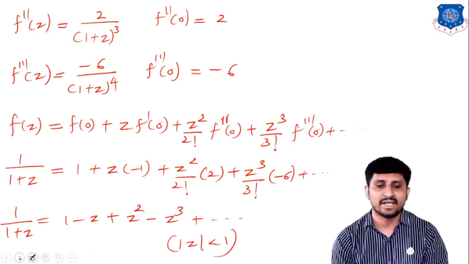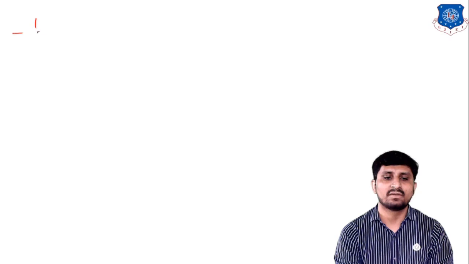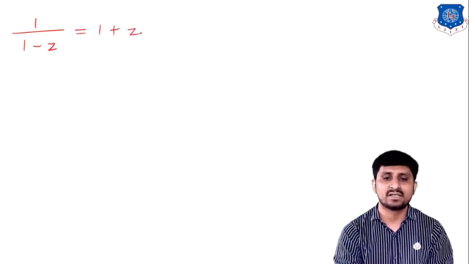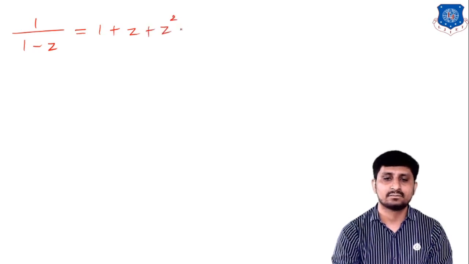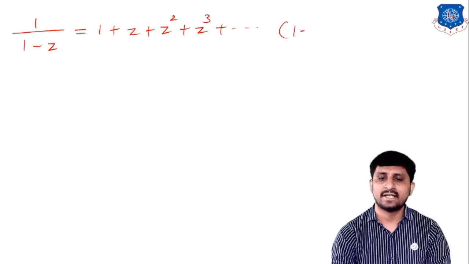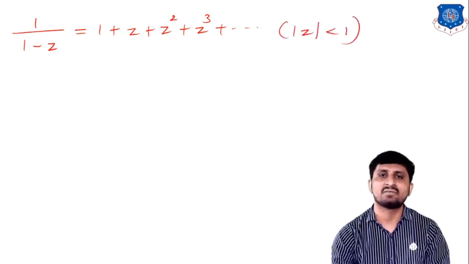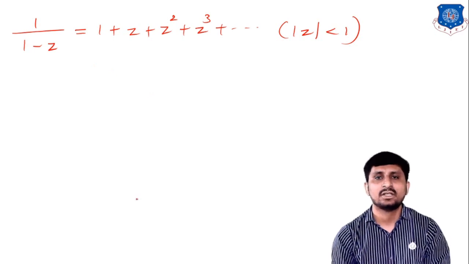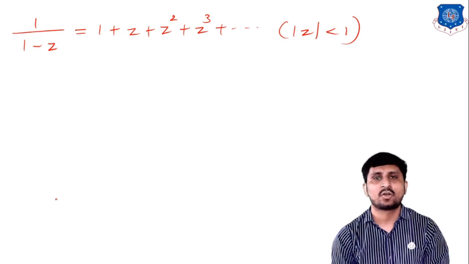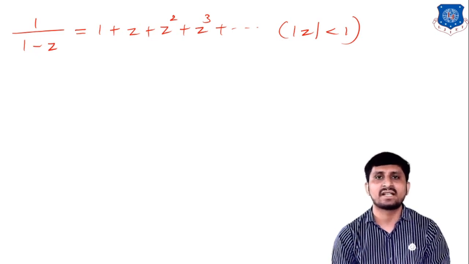Now similarly you can easily find out the value of 1 upon 1 minus z, which is equal to 1 plus z plus z square plus z cube and so on. And here once again mod z is less than 1, because the center is 0, 0. The center point is 0 and the given function is not analytic at point 1. So from 0, 0 to 1, 0 your distance is 1, so r is equal to 1, so the radius of convergence, capital R, is equal to 1 for the given function.